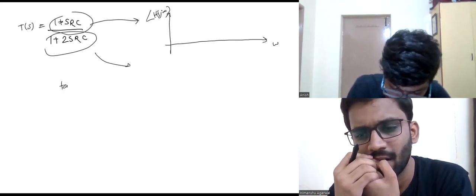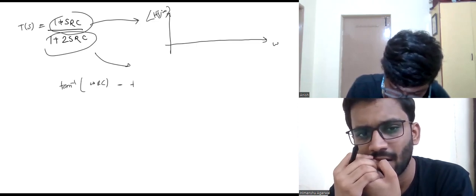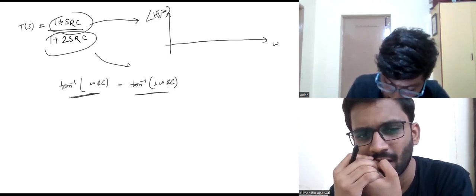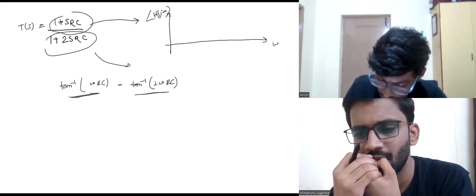This is basically tan inverse omega RC minus tan inverse 2 omega RC, right? So if I plot for this part, then plot for this part, then add these two, I will get the answer, right?